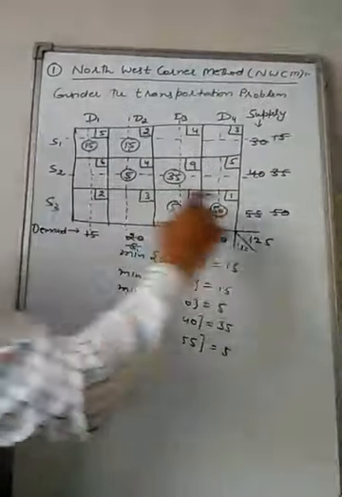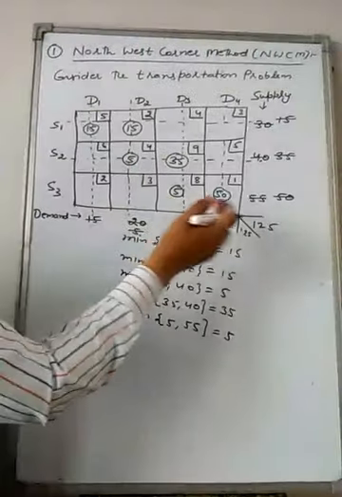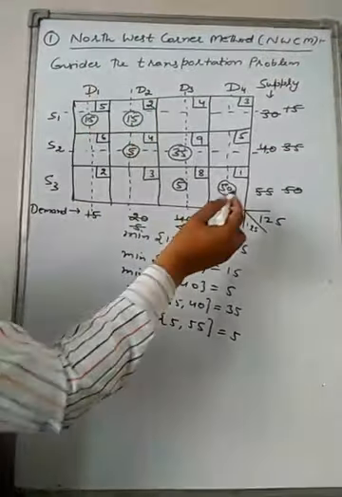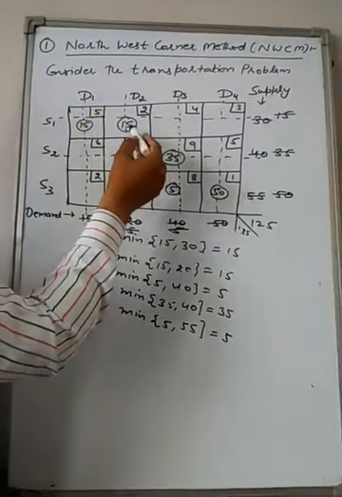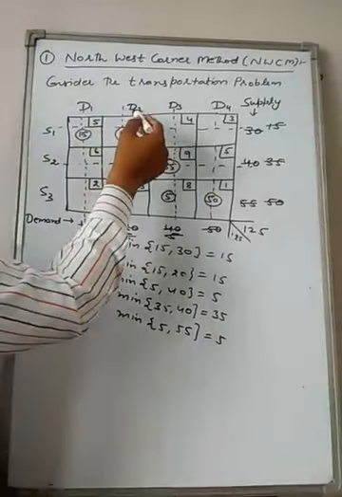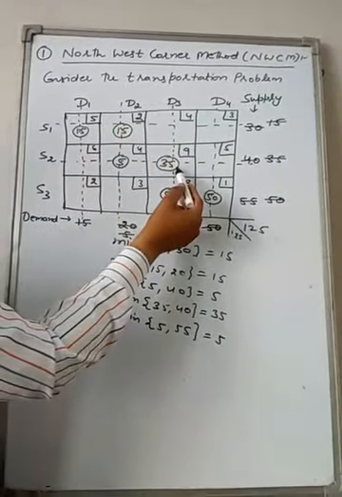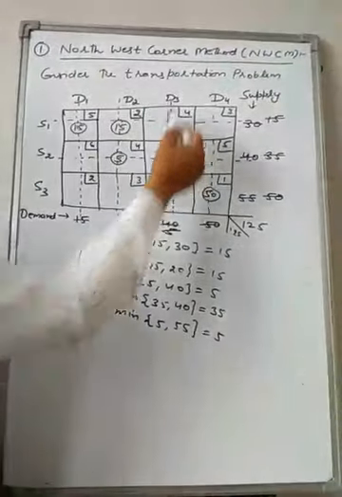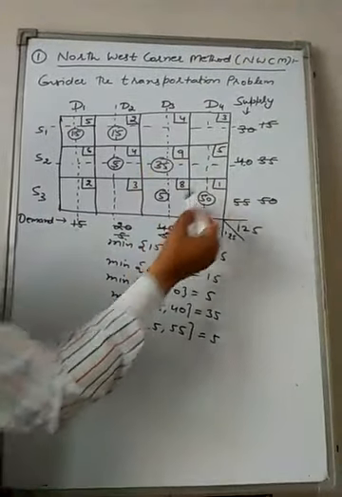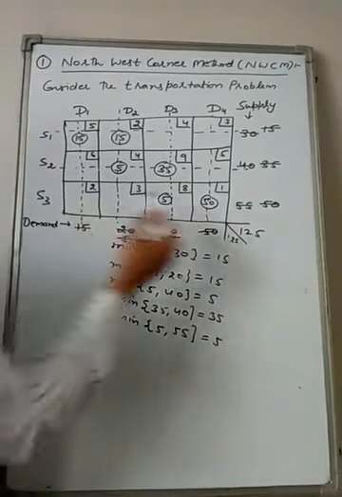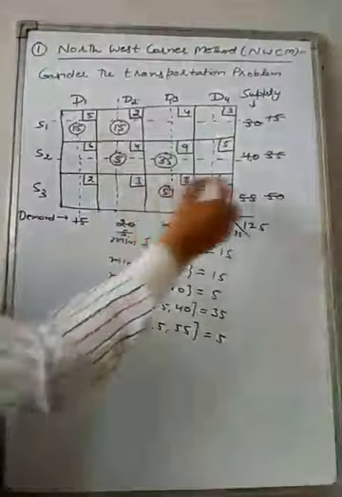Now according to northwest corner method, all the allocations are filled. This is the basic feasible solution: allocation of 15 from source S1 to destination D1, allocation 15 from S1 to destination D2, allocation 5 from source S2 to destination D2, allocation of 35 from source S2 to destination D3, allocation of 5 from source S3 to destination D3, and allocation of 50 from source S3 to destination D4. This is our initial basic feasible solution.